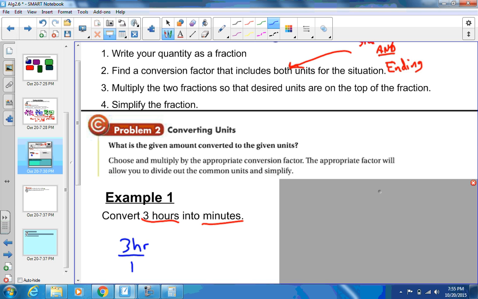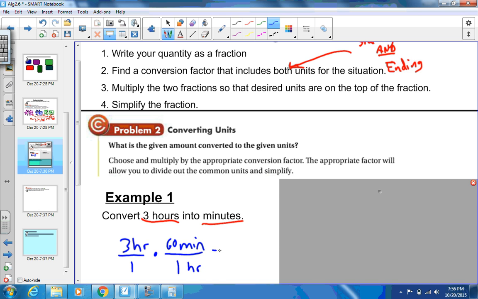Step 2 says find a conversion factor that relates both the units in the situation. So what relates hours and minutes? Well, I think 1 hour would be 60 minutes. And we're trying to end up with minutes. So step 3, we're multiplying so that the desired units are on the top. So minutes should be on the top. So it'd be 60 minutes for 1 hour.